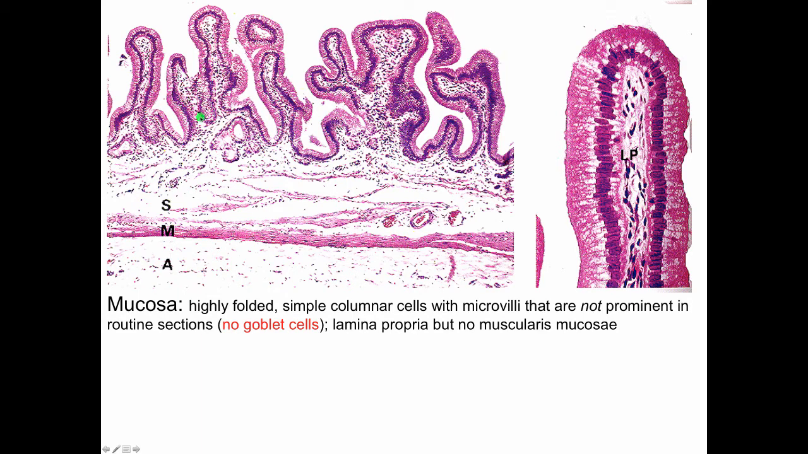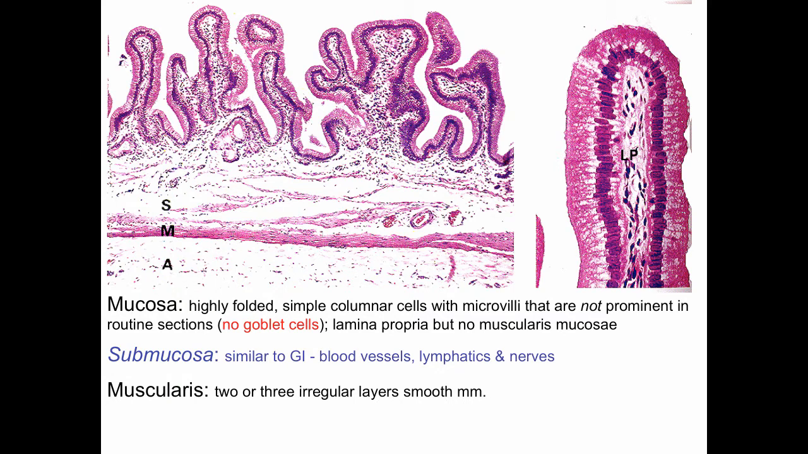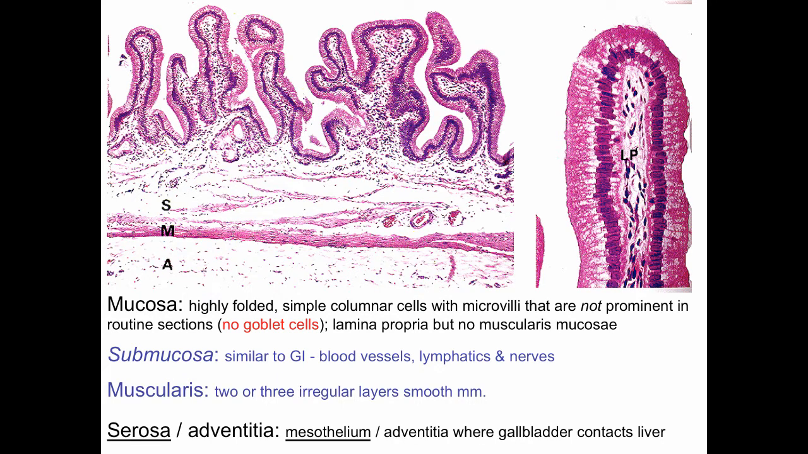Remember, lamina propria we can look at as a general term. It's a connective tissue layer upon which an epithelium rests. The submucosa of the gallbladder is similar to the GI tract in that there are blood vessels, lymphatics, and nerves in the submucosa. The muscularis of the gallbladder has 2 or 3 irregular layers of smooth muscle. There's a serosa with the mesothelium, or an adventitia where the gallbladder would contact the liver, because remember, the gallbladder is kind of buried into the lobes of the liver.